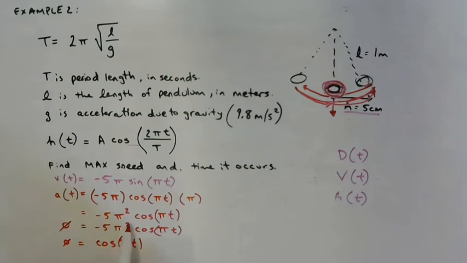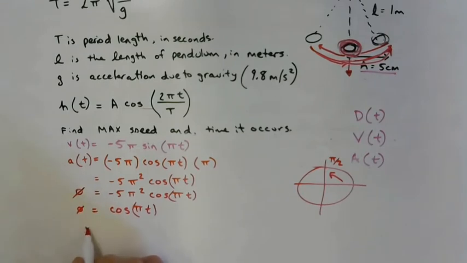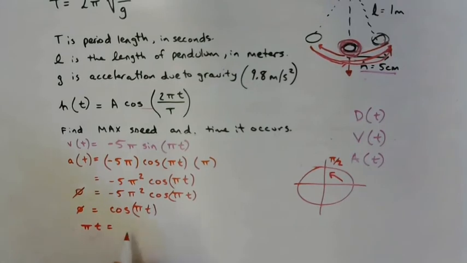Anything times 0 is 0, and this part can't be 0. So when is the cosine function 0? Cos is the x's. So the first time that cosine reaches 0 is at pi over 2. So pi times t has to be equal to pi over 2. So this occurs where pi t equals pi over 2.